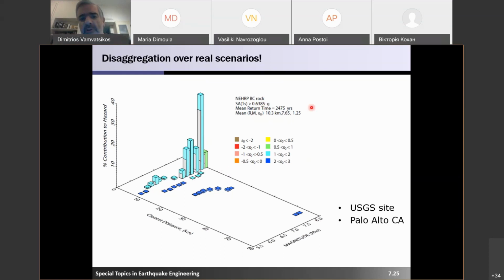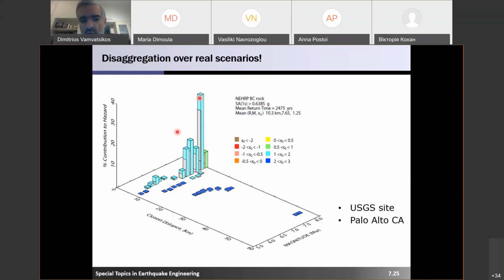Usually, if somebody asked you to estimate something useful about this one, this is the mean return period, 2,400 years, more or less. It's the 2% in 50 years. This is how this SA1 is greater than 0.63 G. So this is a very rare scenario, 2% in 50 years. And your mean event is about 10.3, 7.65, and 125 is your epsilon. So this is the event that you're going to be looking at.